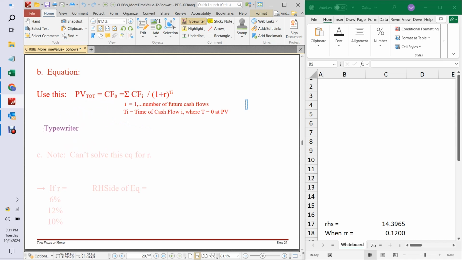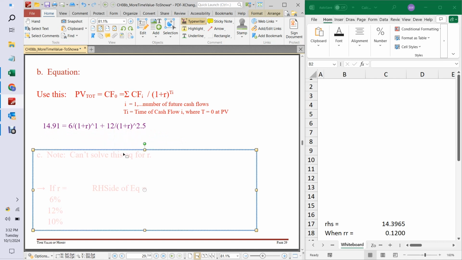So I'll start with the left-hand side. So I've got my 14.91, that's our PV total, is equal to, so my first cash flow here is 6, and that's going to be divided by 1 plus R raised to the 1, because that's the cash flow we'd get in 1 year, plus 12 divided by 1 plus R raised to the 2.5, because that's the cash flow we'd be getting in 2.5 years. And I think that's it. That's good enough. This is a very nice equation that we could use as a start point for finding R.